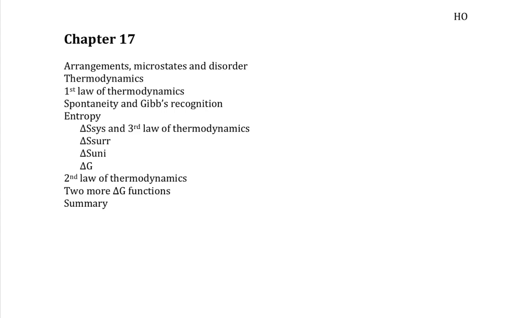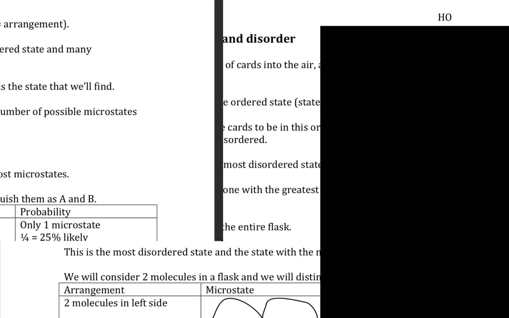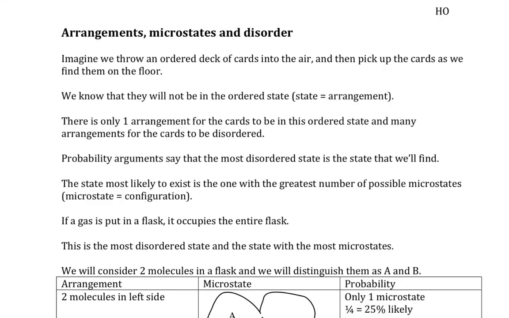So going into arrangements first. Arrangements, microstates, and disorder. So imagine that we throw an ordered deck of cards into the air. Let's say that they are perfectly ordered. King to ace, suits, and all that. So we throw them in the air and then we pick up the cards as we find them on the floor. We know that they will not be in the ordered state. We could use the term arrangement for the state, that ordered state.